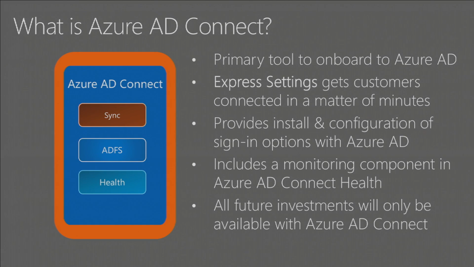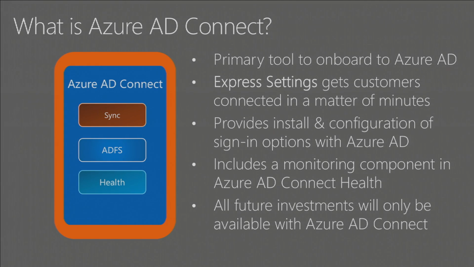The second bit of it is configuring your sign-in experience. How do employees authenticate to Azure AD? There are a lot of customers who choose to federate on-premises with the cloud. So Azure AD Connect configures ADFS for you. If you don't have it already, it installs it and can configure ADFS for you to establish this federation so that when users authenticate, they can authenticate all the way back on premises.